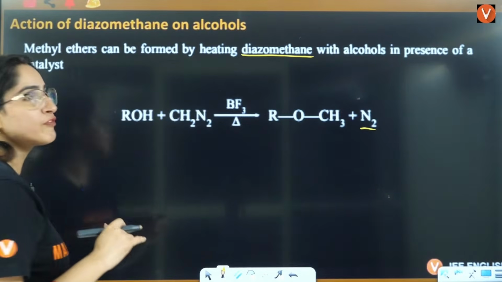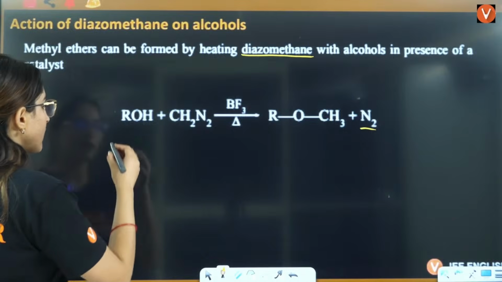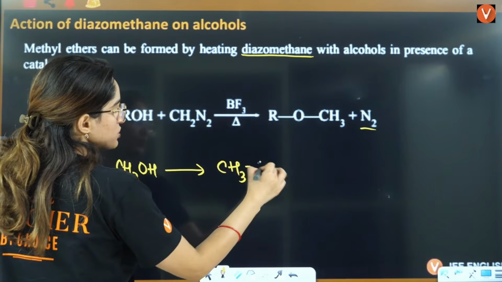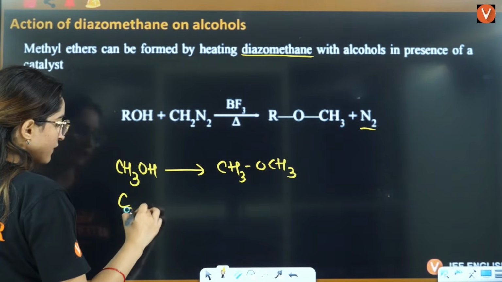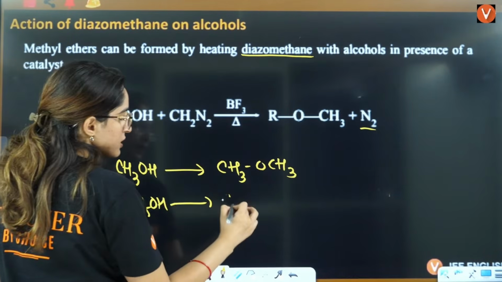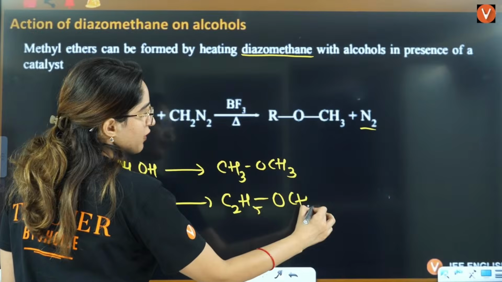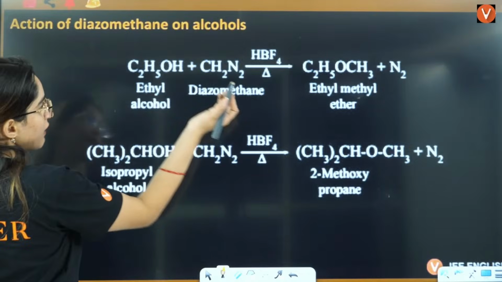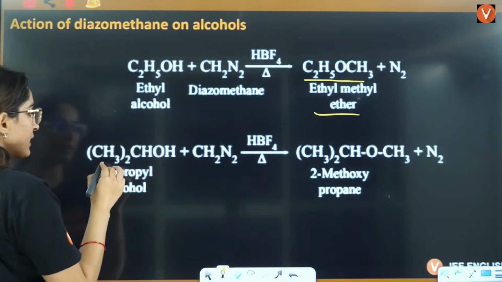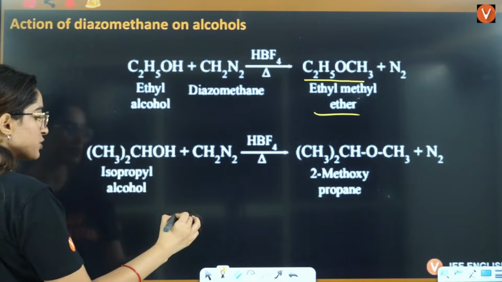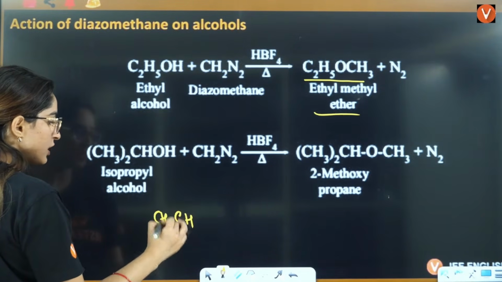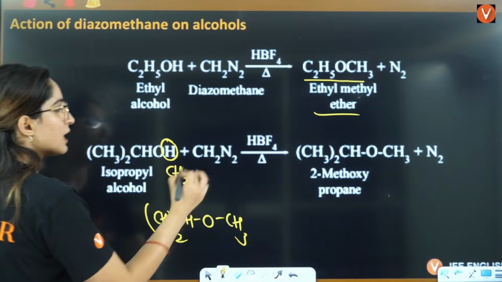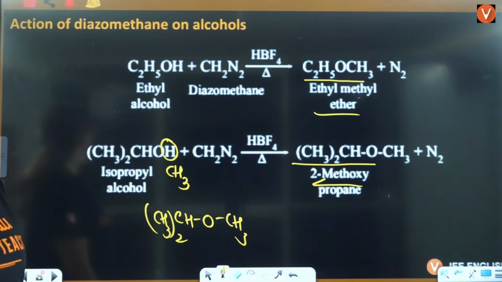And that will always give you ROCH3 as the correct answer. For example, if you have CH3OH here, that will give you CH3OCH3. If you have C2H5OH here, that will give you C2H5OCH3. So OCH3 will always be there in this case. For example, if you have CH(CH3)2 here, it will remain CH(CH3)2, this is O, and then you just replace the H with CH3. That's it, and that is going to be your answer here.